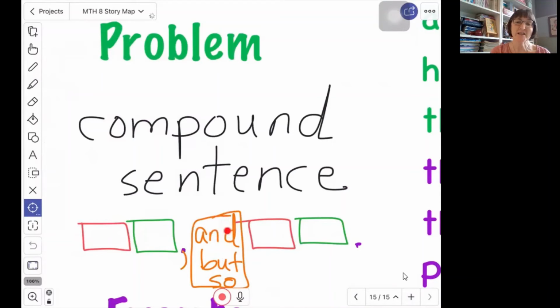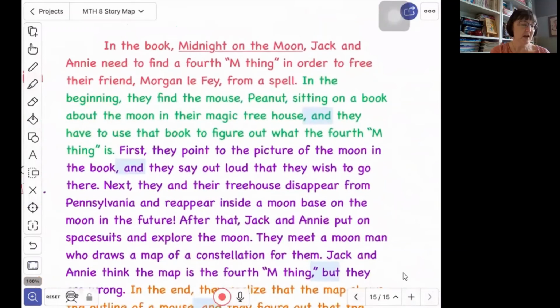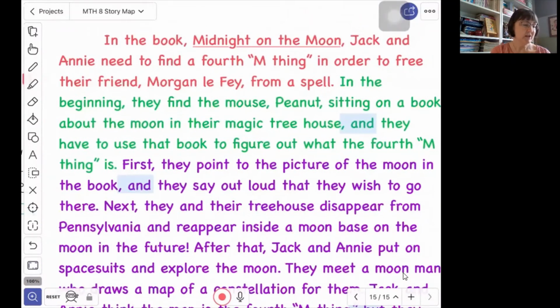It's called a conjunction. And then we have the second sentence. We have done that here several times. You can see that we took the sentence where Jack and Annie find the mouse, comma, and they have to use that book. They find the mouse sitting on a book, and they have to use that book. So that's a compound sentence.